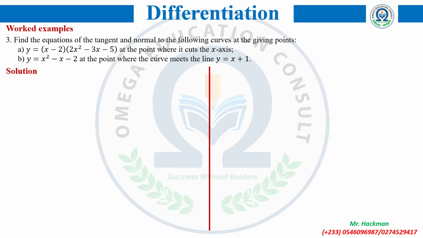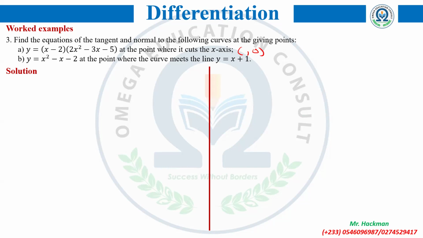Now this is similar, and I will only guide you. Find the equation of the tangent at the point where it cuts the x-axis. If it cuts the x-axis, then you know that the y coordinate will be 0. So when y is equal to 0, find the corresponding x to get the point. It will be something, 0. That will be your point. I hope you are with me.